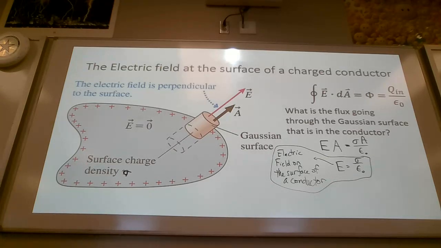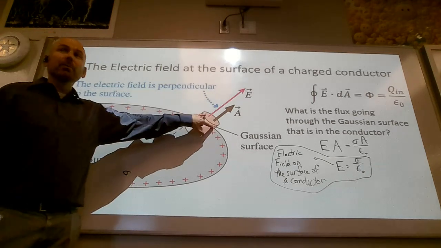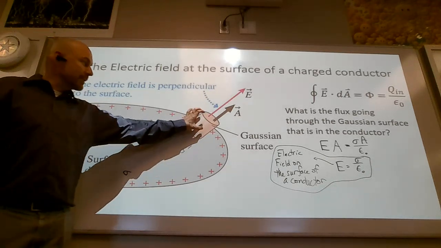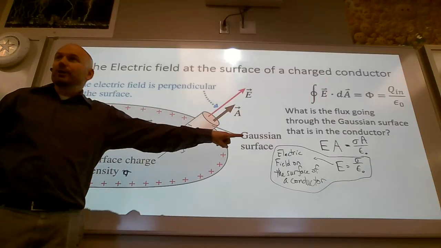Now, that surface charge density could change as you go around here. So we're going to make this small. But at this location, this infinitesimal Gaussian surface, that is true.